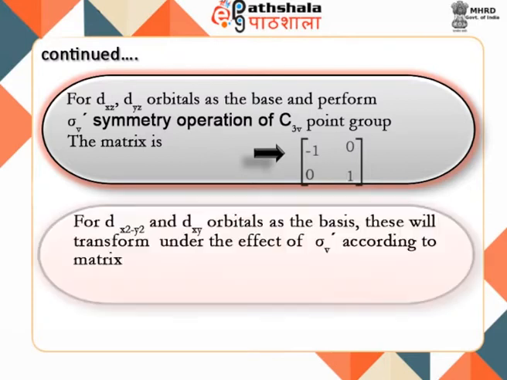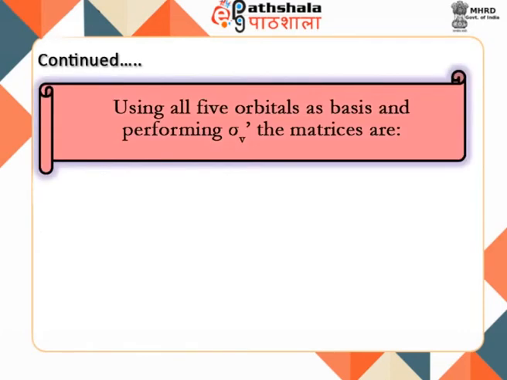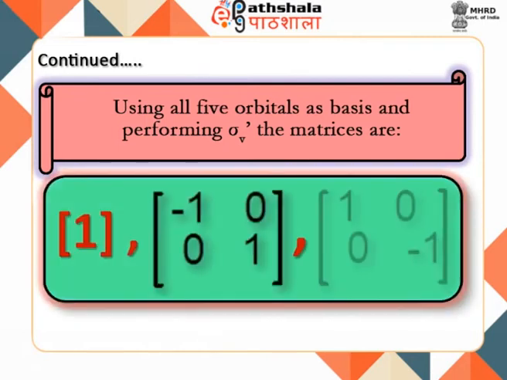If we take dx2-y2 and dxy orbitals as the bases, these will transform under the effect of sigma dash y according to the matrix. Thus it is clearly seen that dx2-y2 and dxy orbitals do not mix with other d orbitals. Using all 5 orbitals as bases and performing sigma v dash, we get the matrices as shown. We get 3 lower dimensional representations. One is of dimension 1 and the other two are of dimension 2.